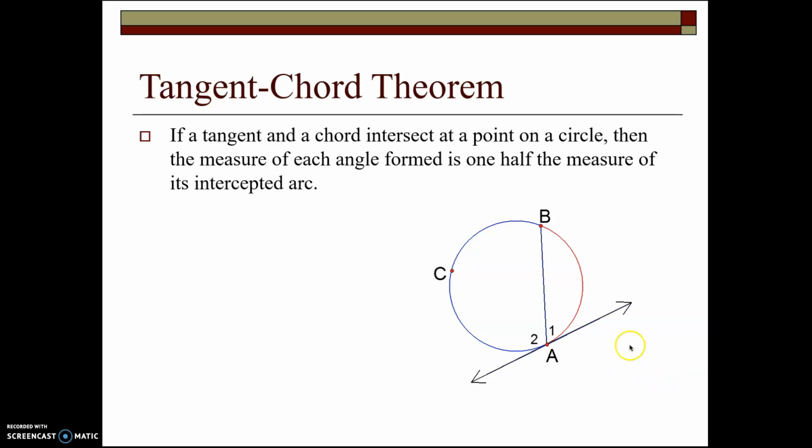So what that means, here's your tangent, here's your chord. AB is the chord. Point of tangency is A. And the measure of each angle formed, so angle 1 is going to be half the measure of arc AB. And angle 2 is going to be half the measure of arc BCA, which is a major arc. We know that because it's 3 letters. AB, minor arc, because it's 2 letters.